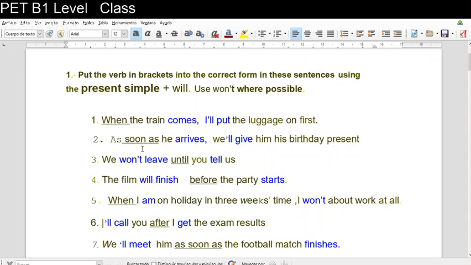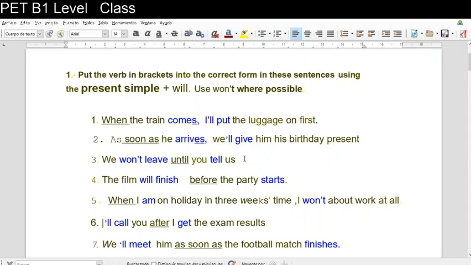Present simple, every time it is a subordinate, there is a time expression. Yeah? Then it says, put the verb in brackets into the correct form in these sentences using the present simple plus will and infinitive. When it's a negative, use won't where possible. Number one, when is the time expression instead of if, then "when the train comes," with third person singular, because the train is it, third person singular, then "when the train comes, I'll put the luggage in first." Number two, here I have the clue "as soon as," then present simple, third person singular, "he arrives, we'll give him his birthday present."